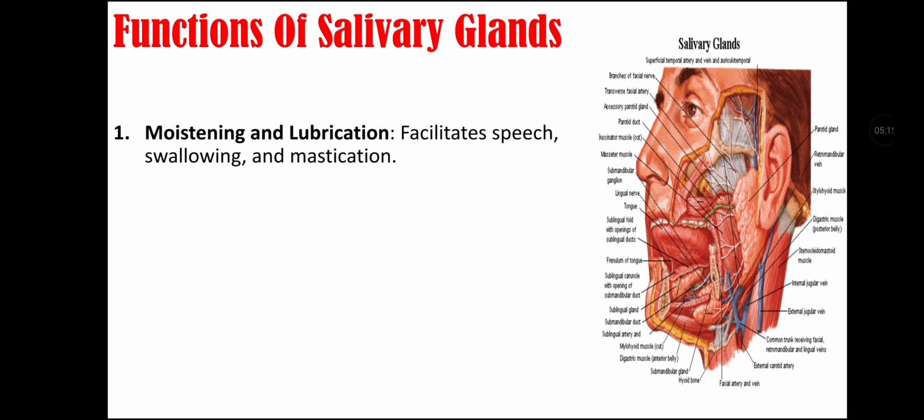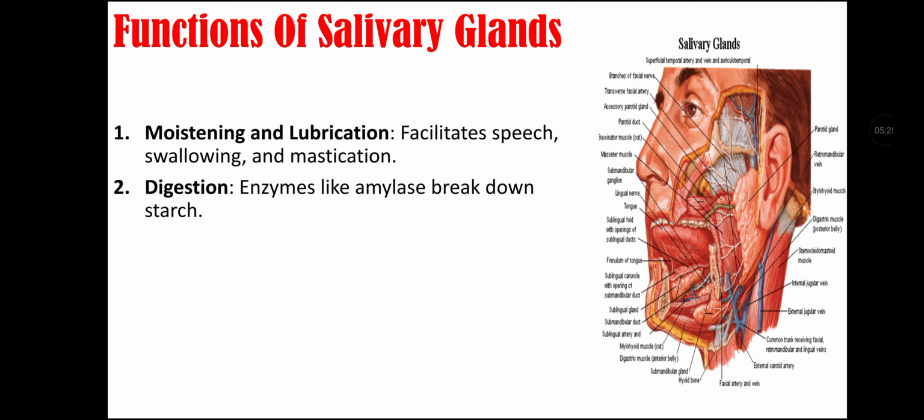Functions of salivary glands include: first is moistening and lubrication, as the gland secretion facilitates speech, swallowing, and mastication. Second function is digestion, as enzymes like amylase that are present in the gland secretion break down starch. Third function is taste, as the secretion solubilizes substances for taste perception.